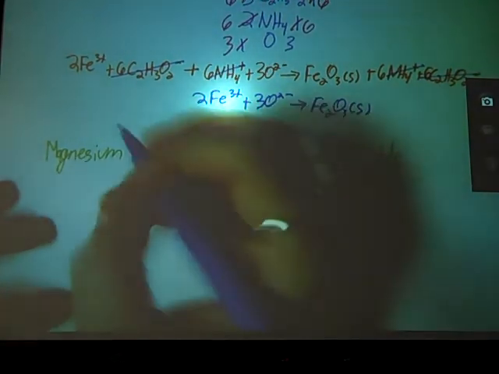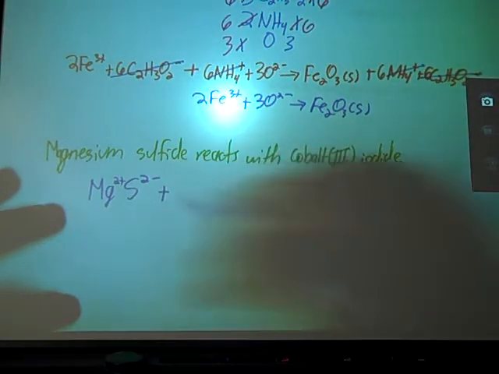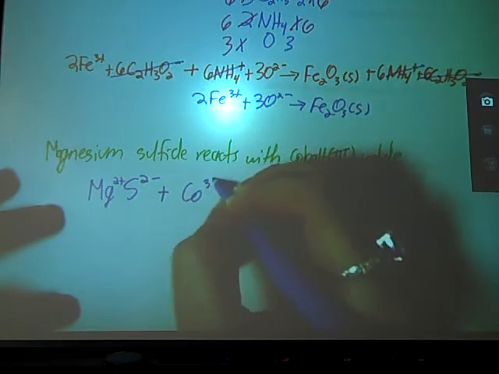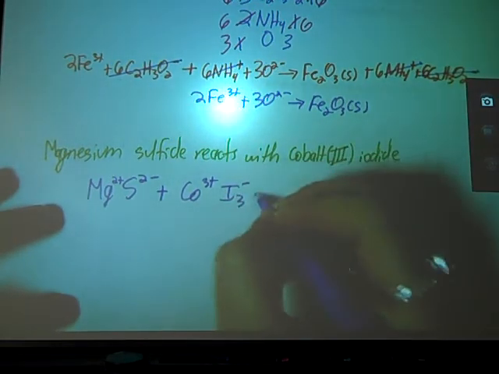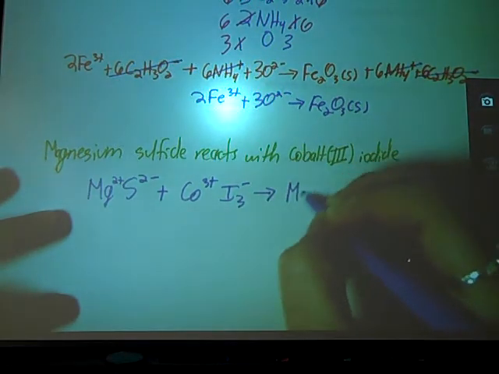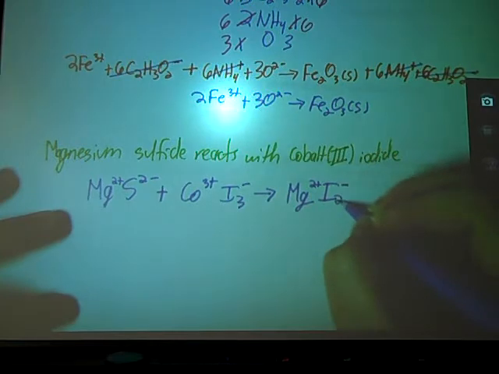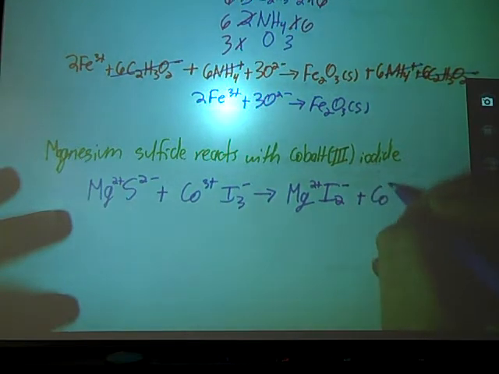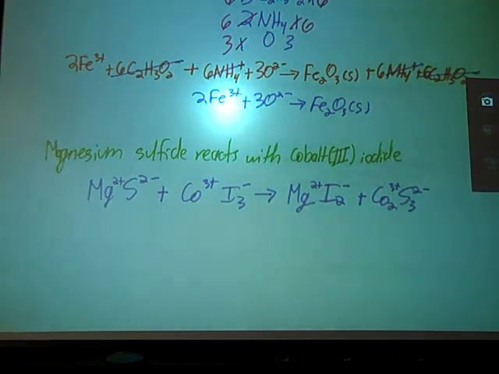First, translate. Magnesium sulfide reacts with cobalt iodide. Charges go up high. Iodide, whoop, that doesn't equal 0. Magnesium with its 2+ is going to go with my iodide. There we go. Cobalt goes with the sulfide. So I did that really quickly.